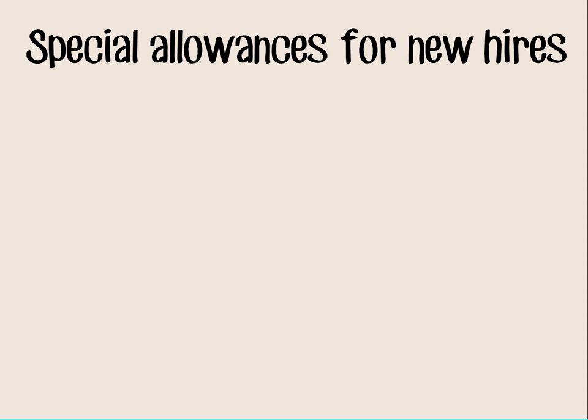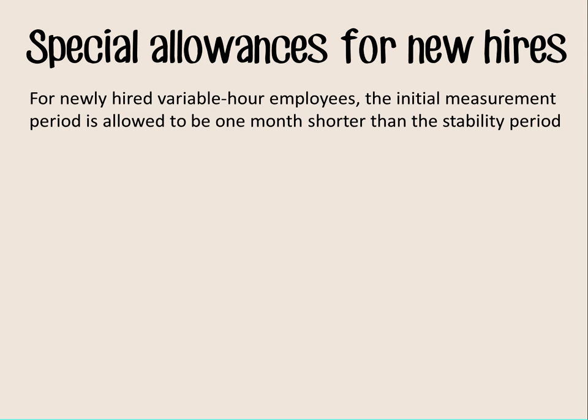Now, there are a number of special allowances for new hires to provide some sort of administrative relief. The first is that for newly hired variable hour employees, that initial measurement period is allowed to be 1 month shorter than the stability period. So in that last example with Denise, where we had just the 6 weeks to administer coverage to get her enrolled for the stability period, you can actually measure for 11 months instead of 12, which will give you an extra month to administer enrollment for that employee, and the stability period or coverage period can still be 12 months long. So if you're concerned about a cushion for taking care of the administrative tasks, that's one administrative relief that's available to you.